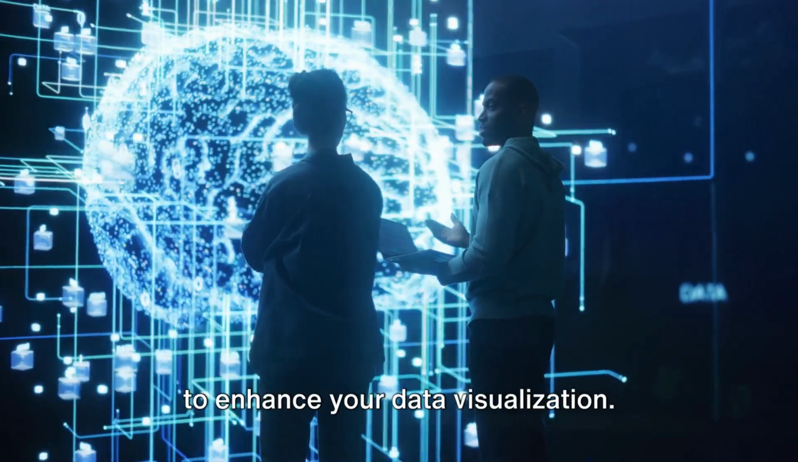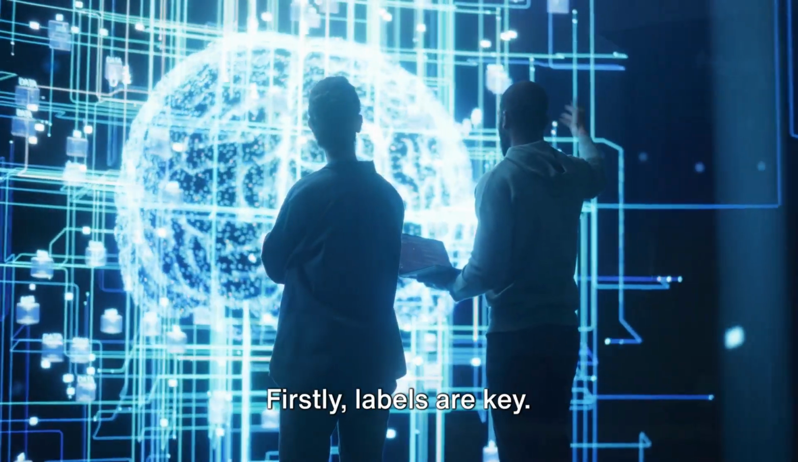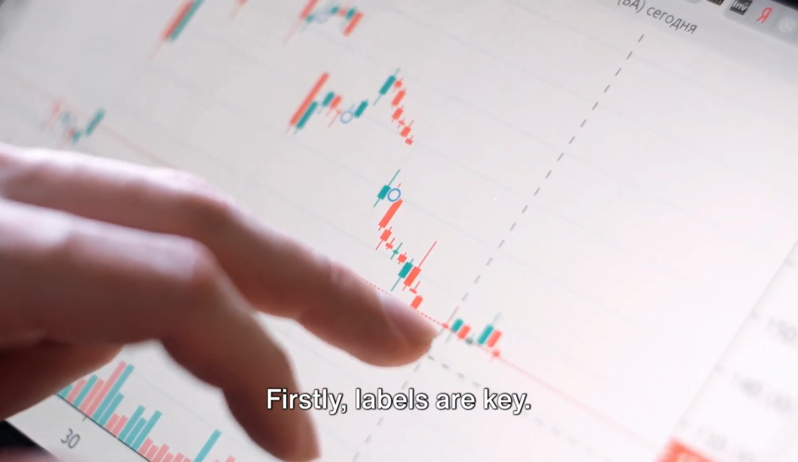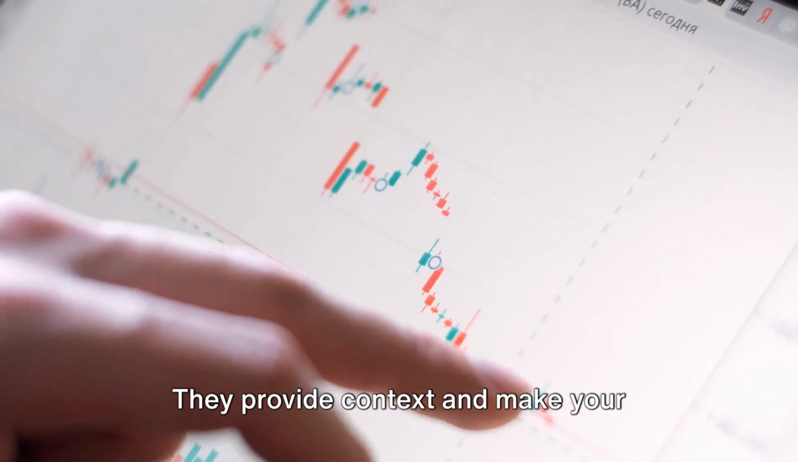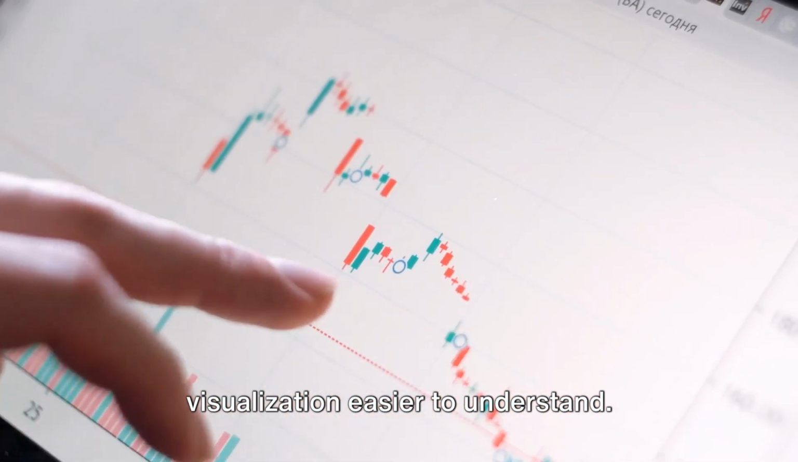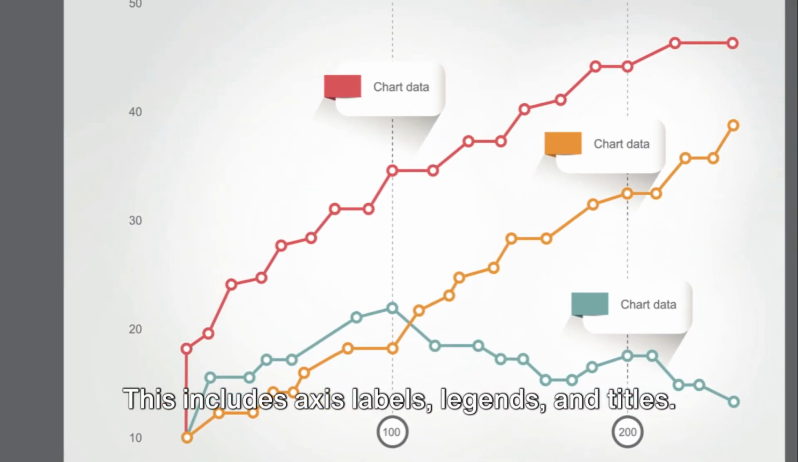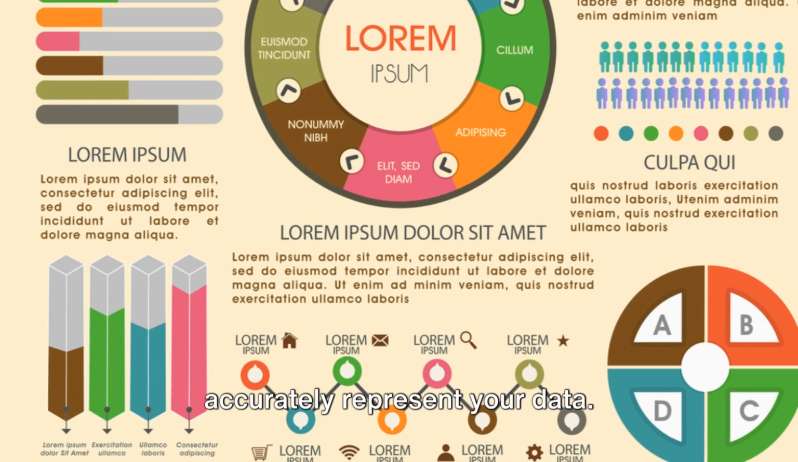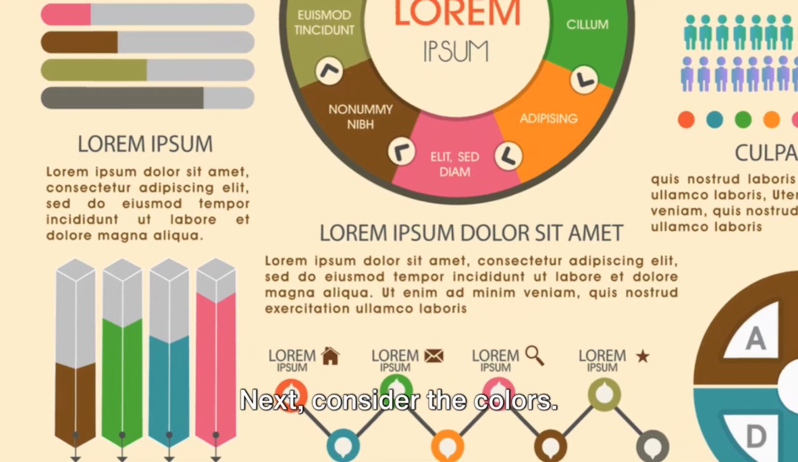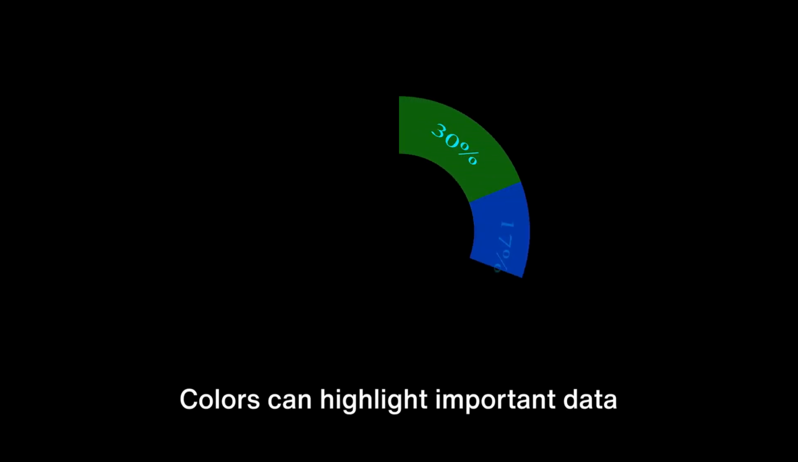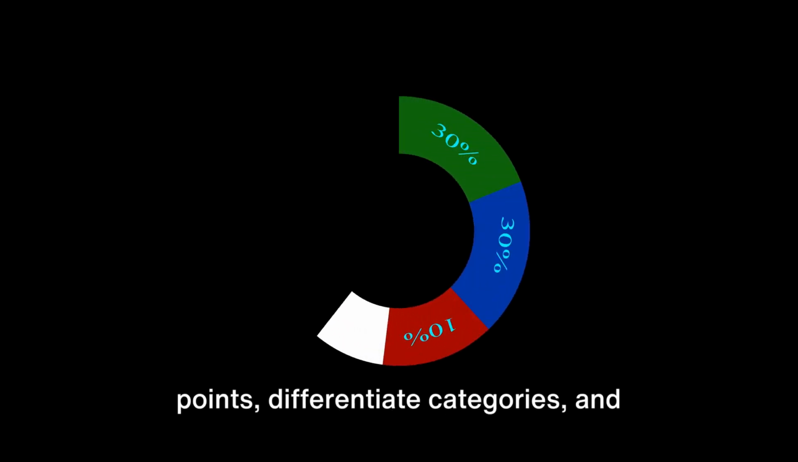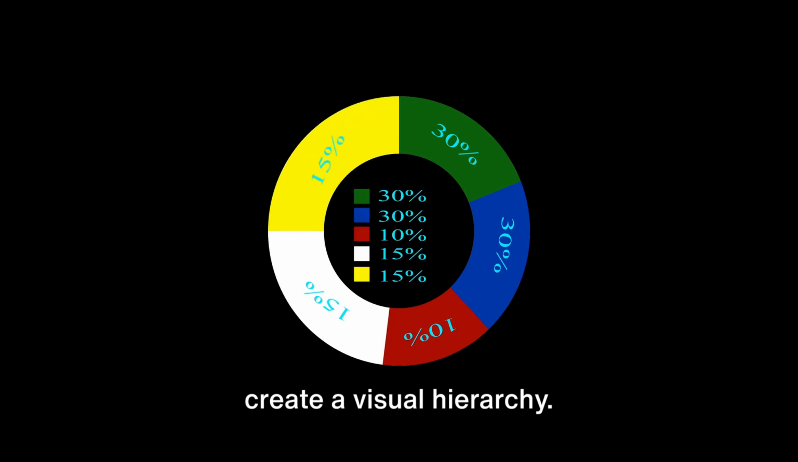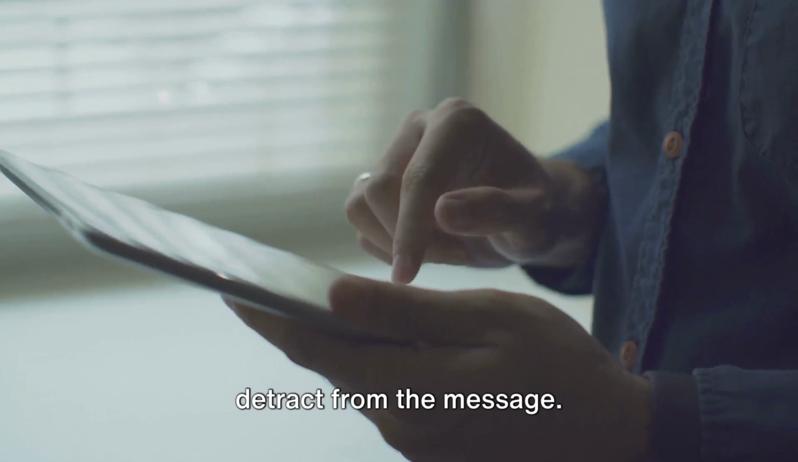A basic chart is good, but how about making it better? Let's explore some ways to enhance your data visualization. Firstly, labels are key. They provide context and make your visualization easier to understand. This includes axis labels, legends, and titles. They should be clear, concise, and accurately represent your data. Next, consider the colors. Colors can highlight important data points, differentiate categories, and create a visual hierarchy. But remember, less is more. Too many colors can be overwhelming and detract from the message.